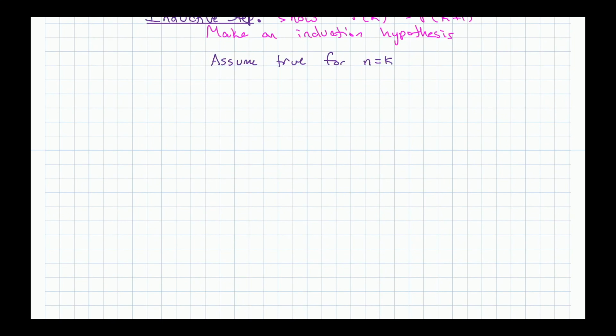Right? So assume true for n equals k. So what is that? 1 plus 2 plus 3 plus ... not up to n, up to k, is equal to k times k plus 1 over 2. Okay, and then the idea is for the rest of the problem, you get to use this as it's an algebraic fact.